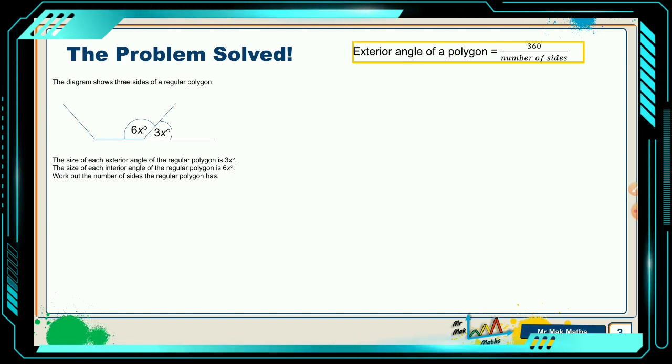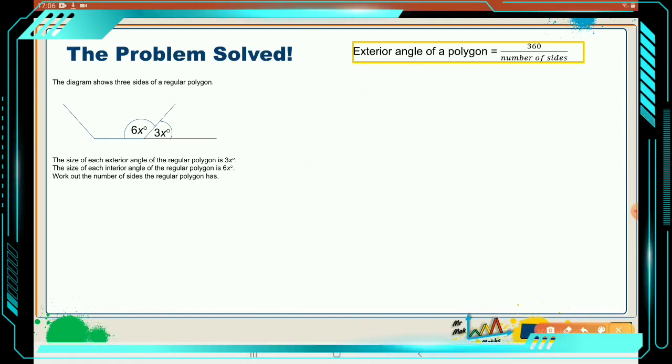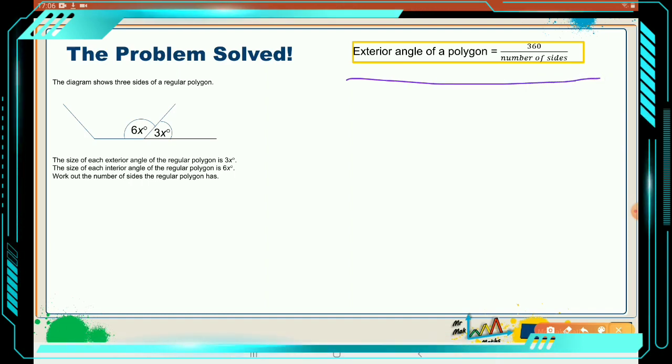So let's read the question again. It says, the diagram shows three sides of a regular polygon. The size of each exterior angle of the regular polygon is 3x degrees. The size of each interior angle of the regular polygon is 6x degrees. Work out the number of sides the regular polygon has. Now, what's really important is that at the top right hand side I've put a formula: exterior angle of a polygon equals 360 divided by number of sides. That's a very important point that we need to bear in mind.